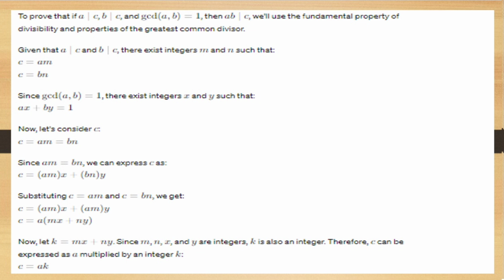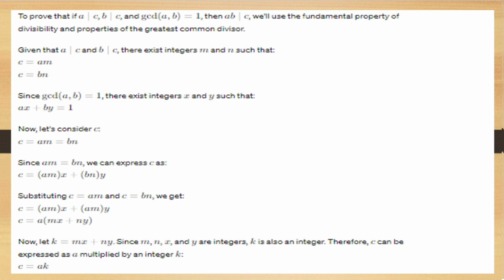To prove that if a is divisible by c and b is divisible by c and the greatest common divisor of a and b is equal to 1, then a times b is divisible by c, we'll use the fundamental property of divisibility and properties of the greatest common divisor. Given that a is divisible by c and b is divisible by c, there exist integers m and n such that c is equal to a times m and c is equal to b times n.